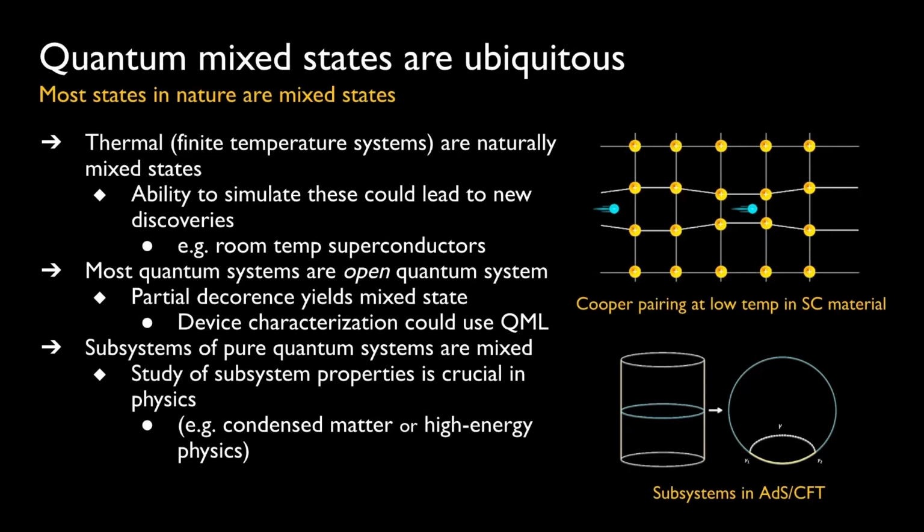If you look at any subsystem of a pure system, so you're doing AdS/CFT or something like that, because you do that on weekends, and you look at a subregion and you want to compute its entropy, that's going to be a problem of describing a mixed state. So if we want generative models or parameterized models to really help us do quantum mechanics and get value out of studying quantum systems, then we need to be able to represent mixed states.